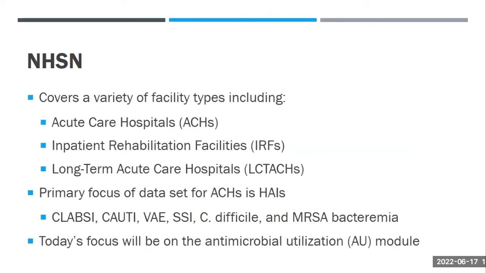It does cover a variety of facility types, so acute care hospitals, inpatient rehabilitation facilities, long-term acute care hospitals, and really looks at infection prevention as well as the hospital-acquired infection side. So CLABSIs, CAUTIs, ventilator-associated adverse events, SSI, C. diff, as well as MRSA bacteremia. But the focus of today's talk will be about the antimicrobial utilization module within the NHSN dataset.